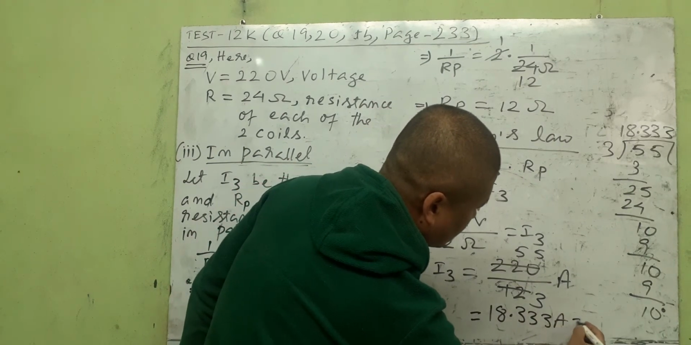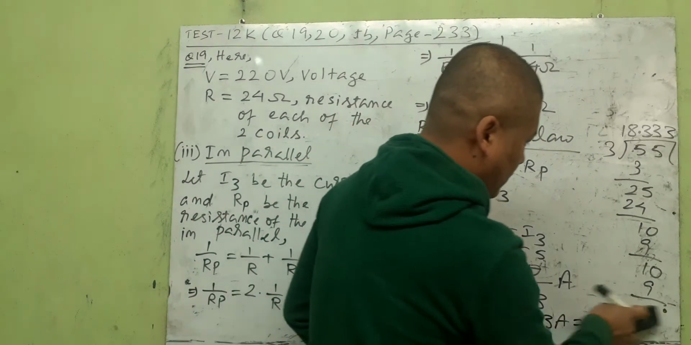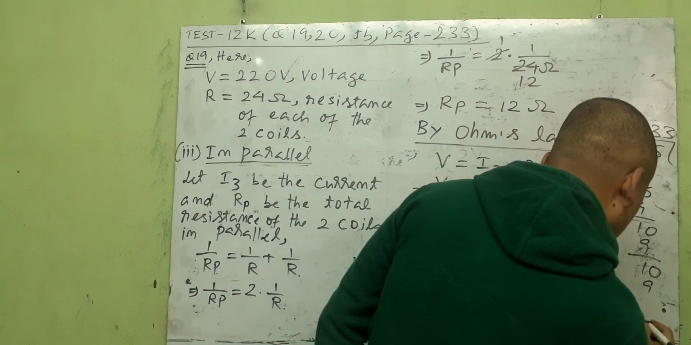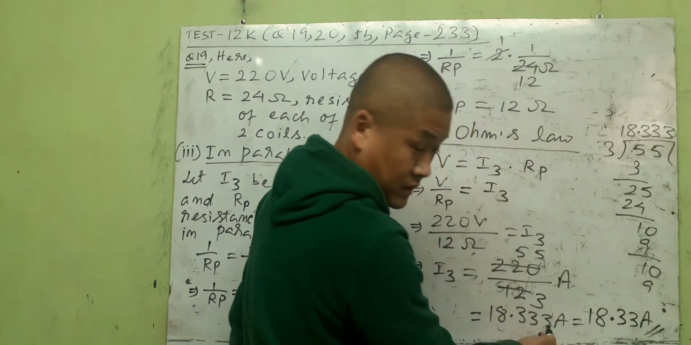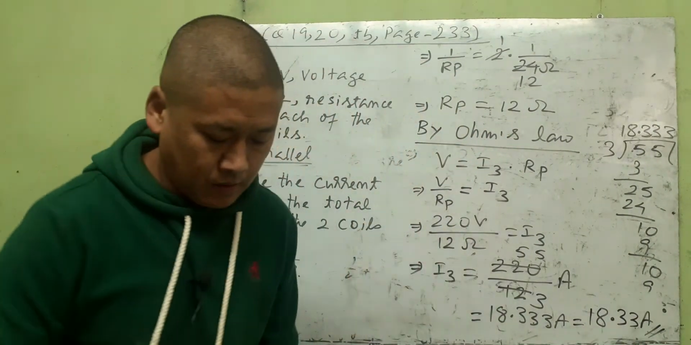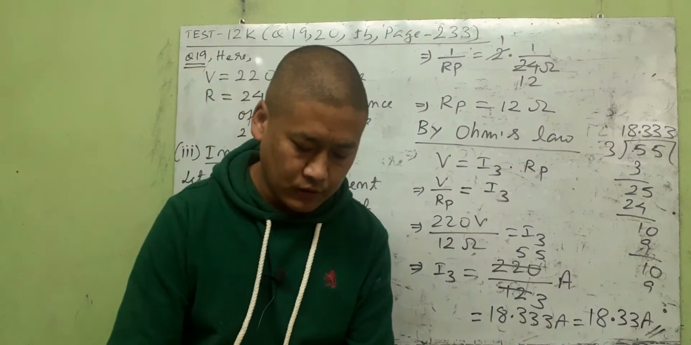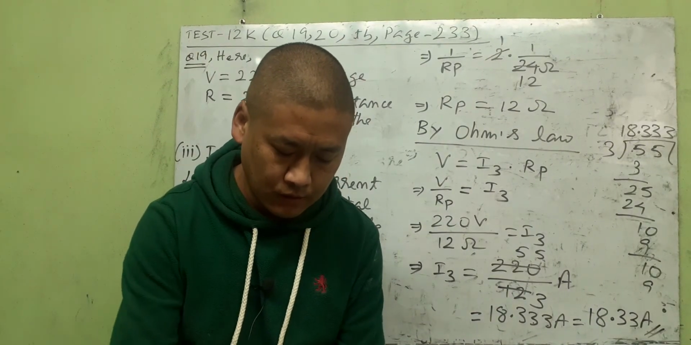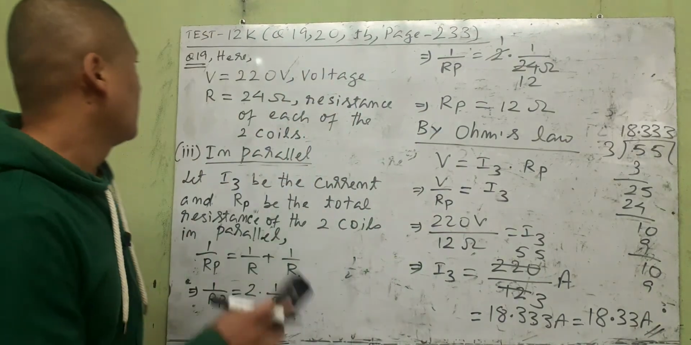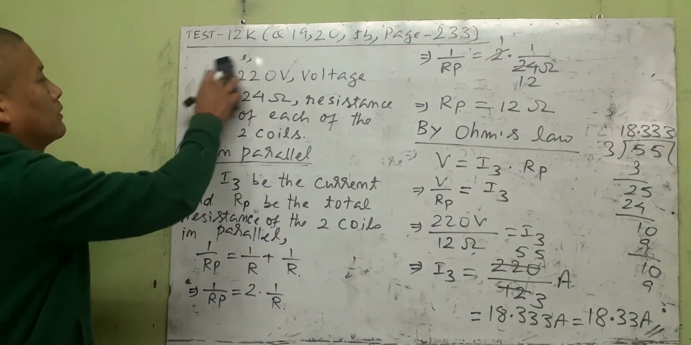18.333 ampere is our answer, which we can finally write it down as 18.33 ampere, because the third place is less than 5, so second place will not change. Okay, so that's your first question. Let us go to 20. One more question before we complete this test part.